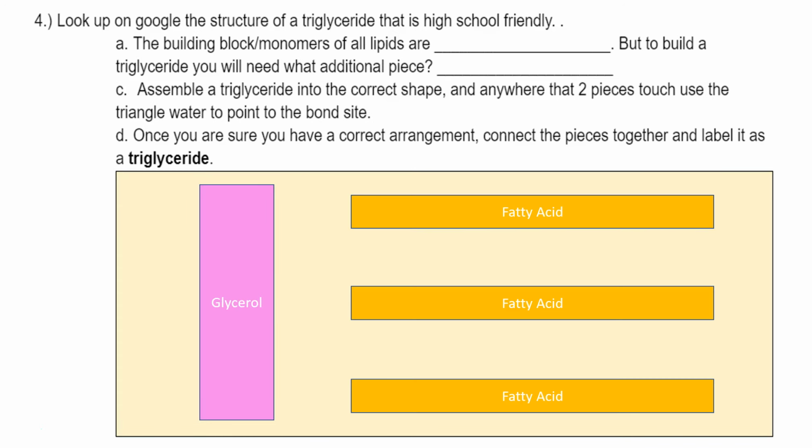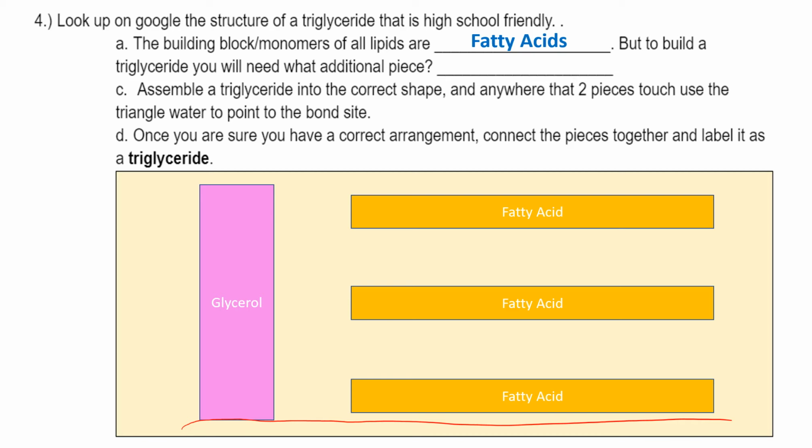Number 4, look up on Google the structure of a triglyceride that is high school friendly. What I mean by high school friendly is I don't want one that's like an atomic structure. Just find a simple image of a triglyceride. Okay. Before you assemble that, though, I need you to answer these questions. The building block or monomer of all lipids are what? What is going to make this entire lipid right here? The answer is fatty acids. Okay. Fatty acids are the building block of lipids.